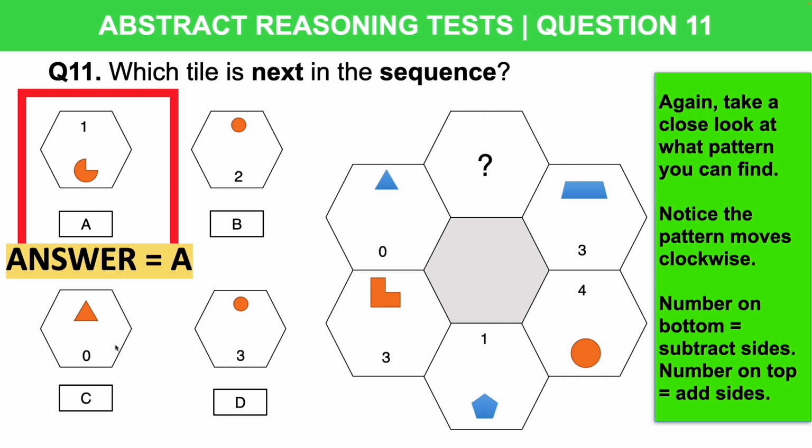Now the reason why it's not answer option C, which again is a triangle and has 3 sides, is because the sequence needs to match. So we need to go from a 3-sided shape to a 4-sided shape in the next tile here, because this shape has 4 sides. And that's why we need to have the 1 at the top of this tile here.